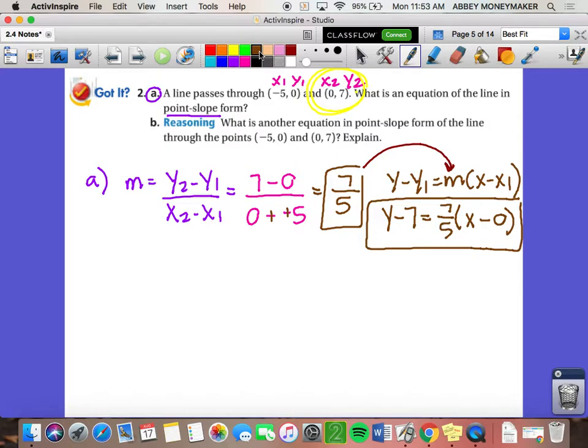On part B, this is a reasoning question. It says, what is another equation in point slope form from the line with the same points? Well, instead of using the 0, 7 point, you could have used the -5, 0 point. They would still come out to be the same if you get them in slope intercept form. But yeah, it really doesn't matter which point you use.